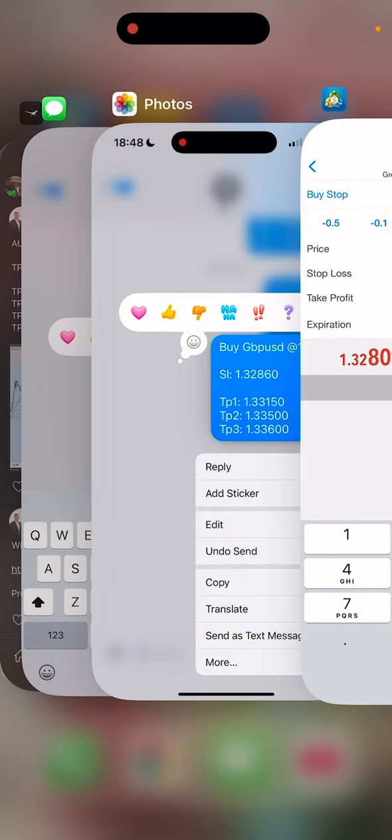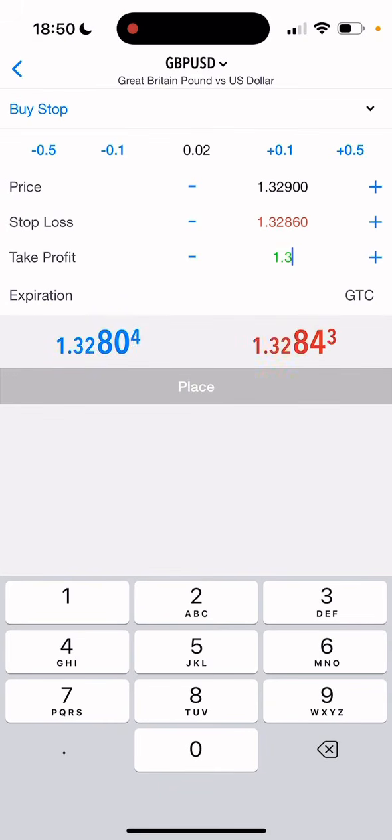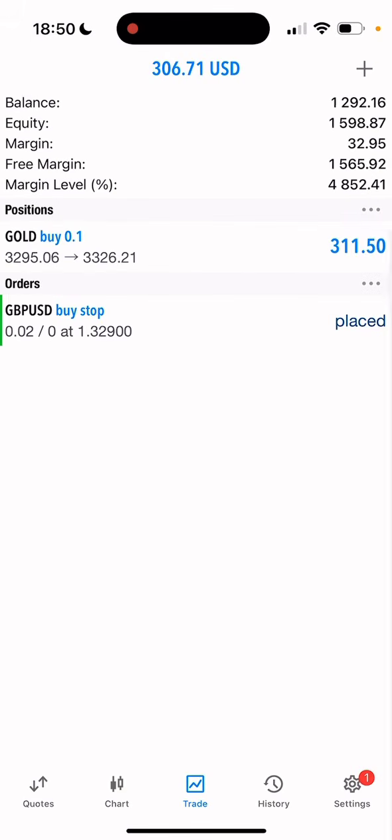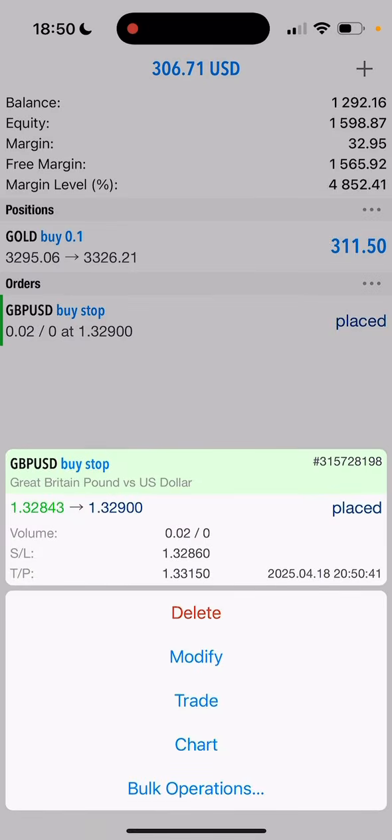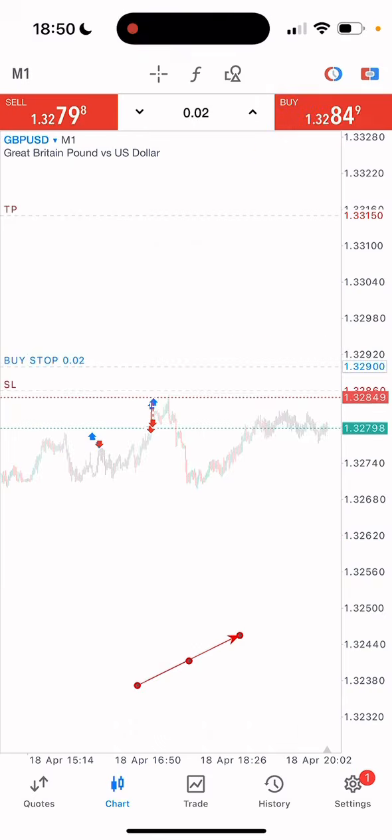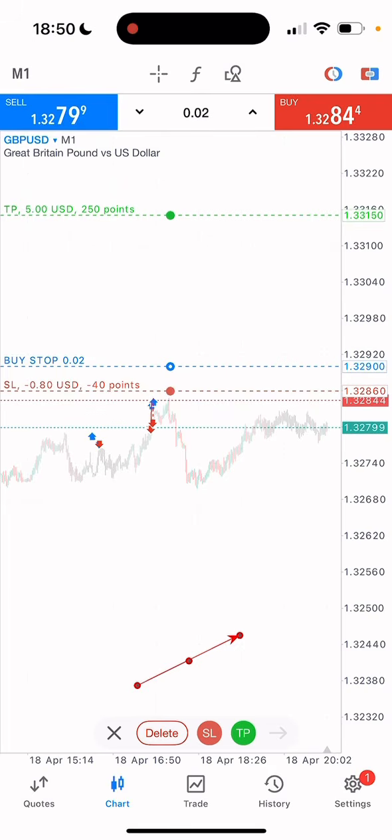Let's say we put the first one, 1.33150. Then we place. Now, as we've placed this trade, we can go and check, does this align with us? So let's tap on it. So we're risking 0.02. We're using 0.02 lot size, where we're risking 0.80 cents to make $5.